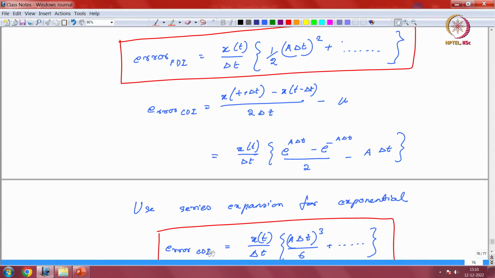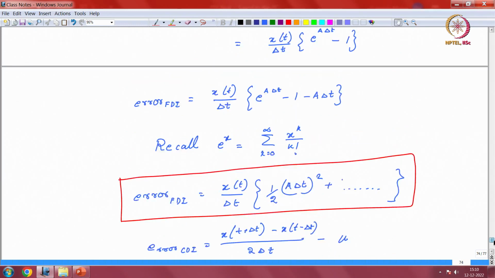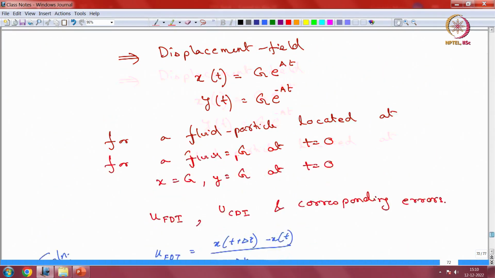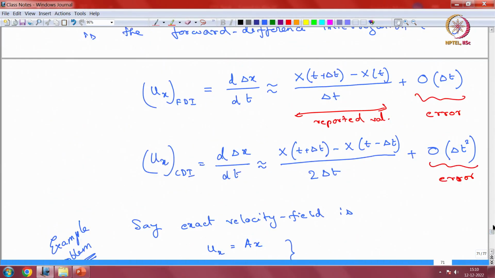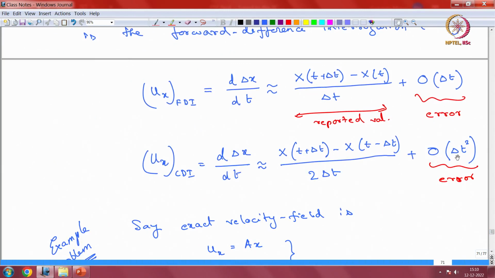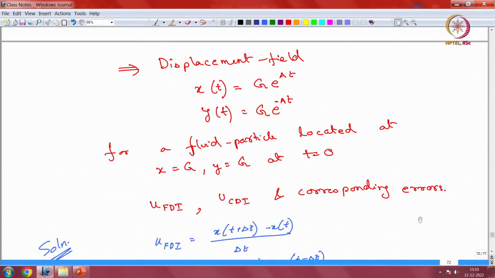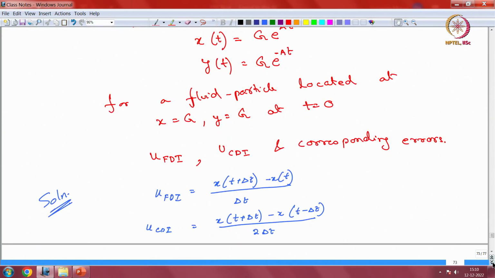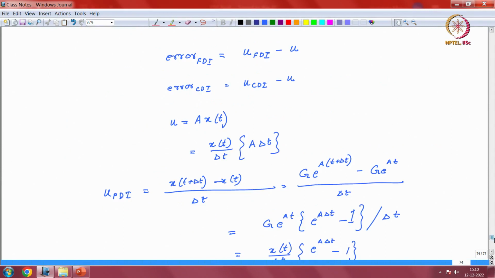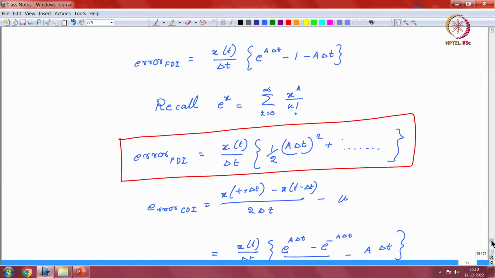And if you do the error in the central difference method, that order is of delta t square, which just goes back to exactly what we were saying in the very beginning, that the error in this particular case is of the order delta t, and in this case it's of the order delta t square. So this just verifies that claim that we were making, and it also gives you an idea of how these velocities are calculated.